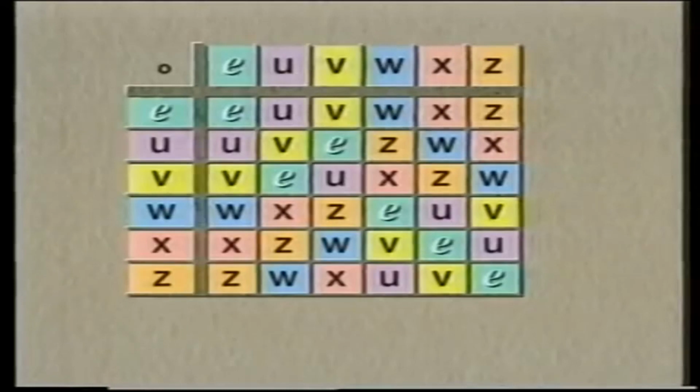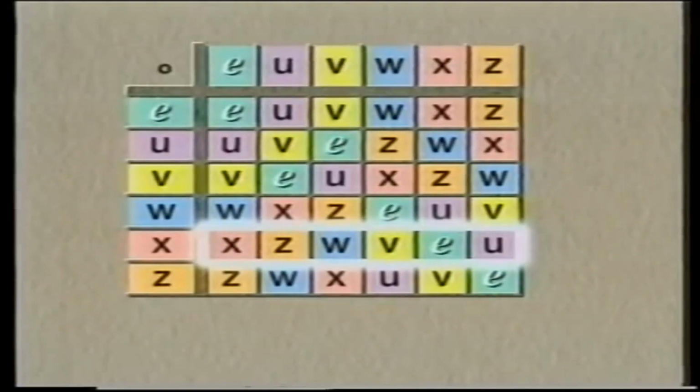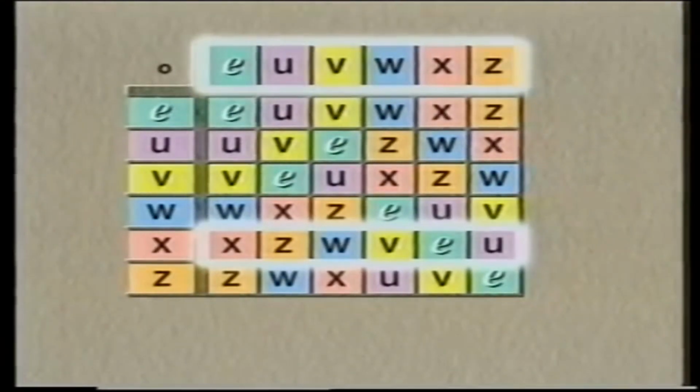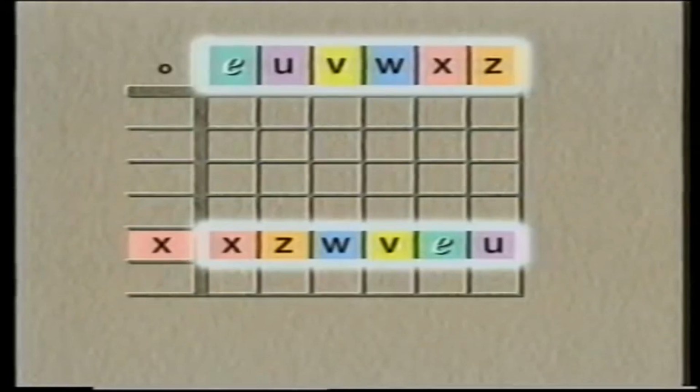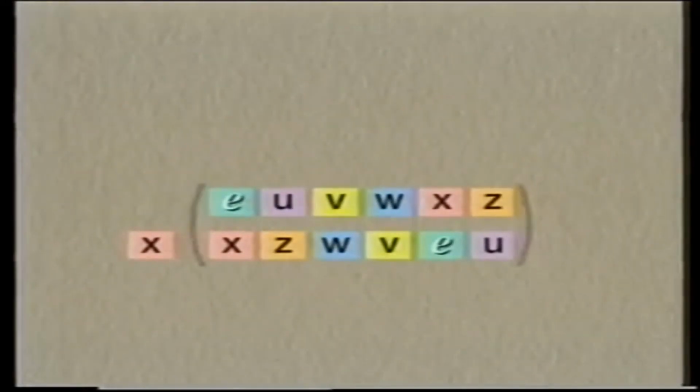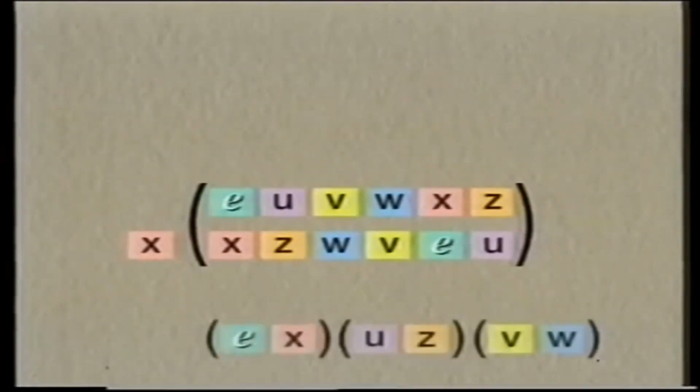Well, there's a way of associating a permutation with each element. Take X, for example, and consider its row. We can think of this as a list of 6 symbols and regard it as a permutation of the column headings. And in cycle form, this permutation turns out to be a product of 3 transpositions. So for each element of our group, we can associate a permutation in this way.